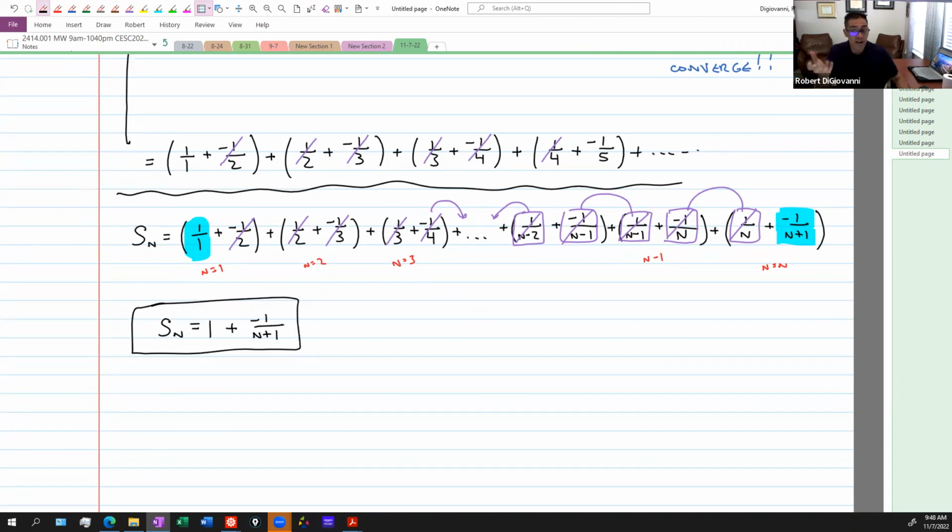And now to figure out what the series does, all I need to do is take the limit as n goes to infinity of S of n, which is the limit as n goes to infinity of 1 plus negative 1 over n plus 1. This still goes to 1, because this piece does go to 0. So the answer is 1.